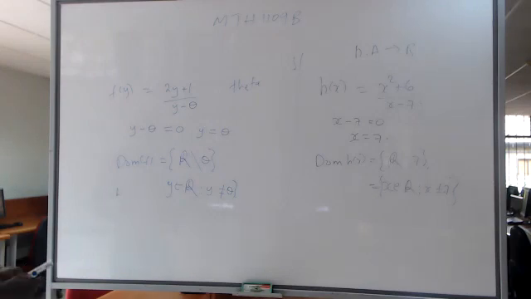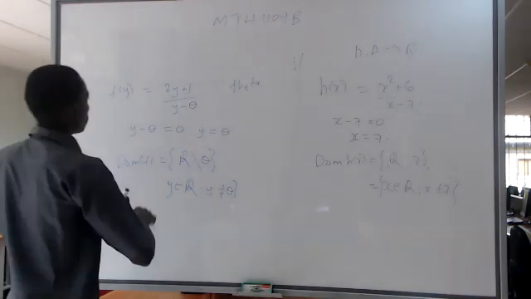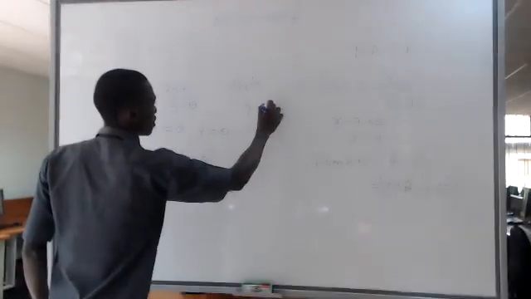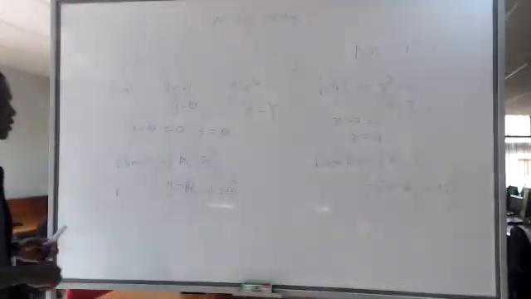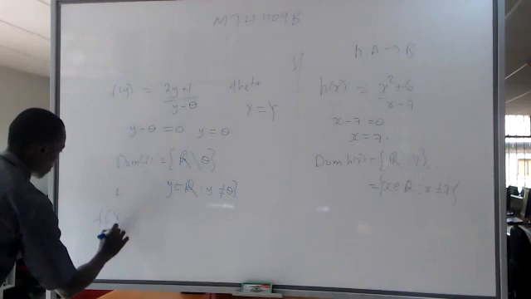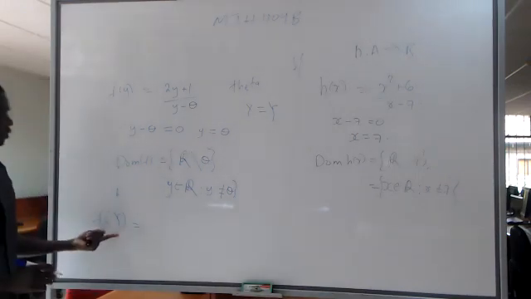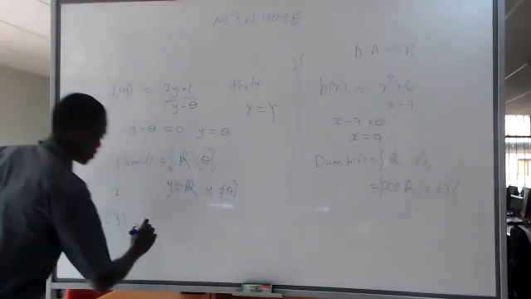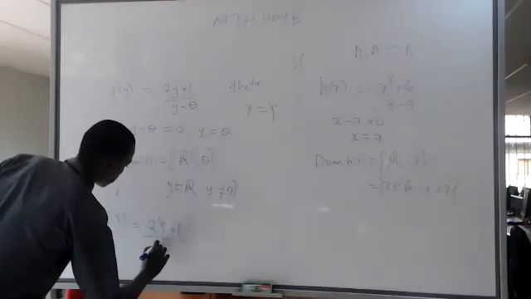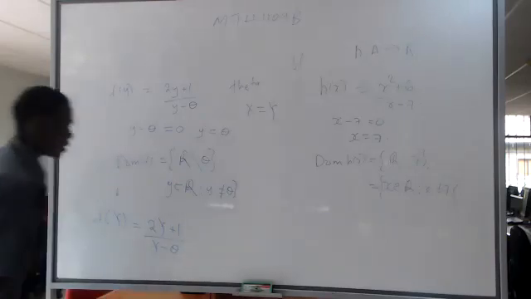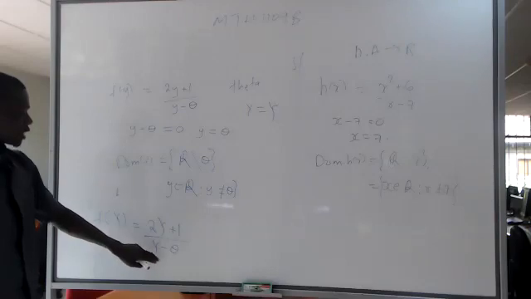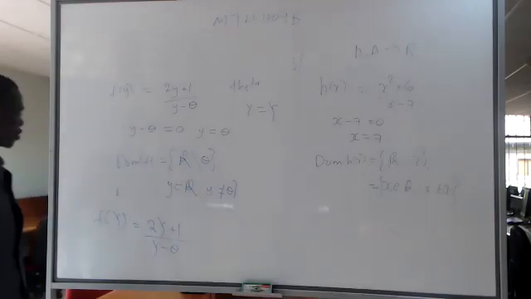Then there was also another question. You are to find the value of this function at the point y is gamma. That means you are to compute f of gamma. Just substitute y with gamma. So here you will have 2 gamma plus 1 divided by gamma minus theta. And of course, we know the domain, so this gamma must never be equal to theta. You must restrict your domain.